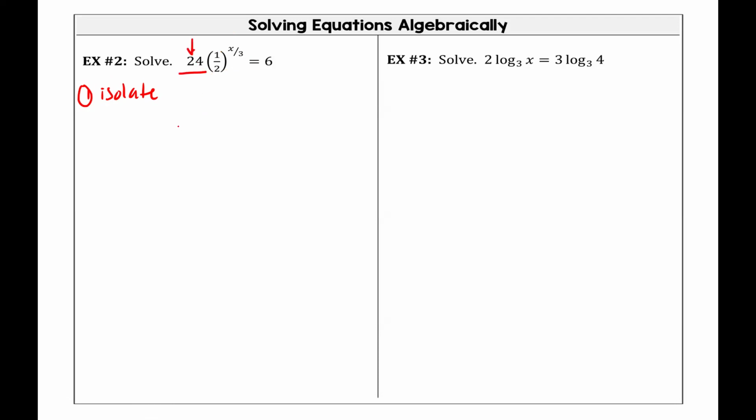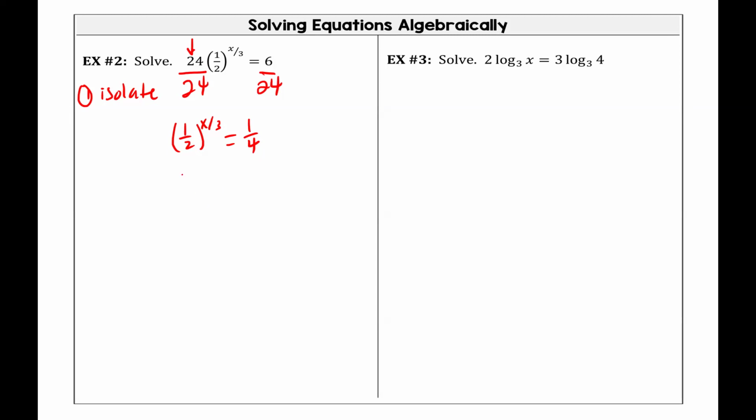How can I move that guy? Divide. I'm going to divide both sides by 24. So now I'm left with 1/2 to the x over 3 equals, what does 6 over 24 reduce to? 1/4.